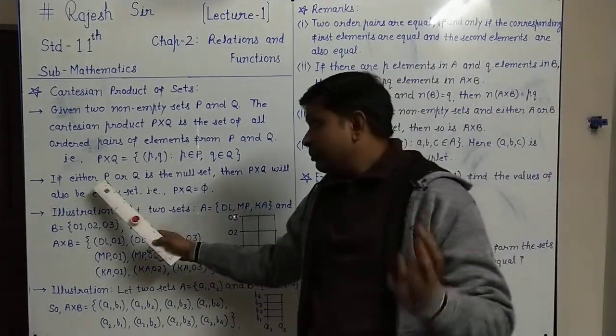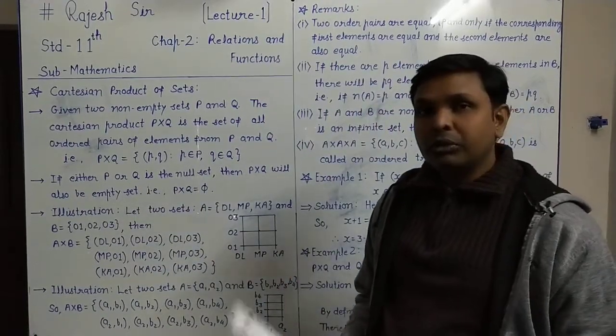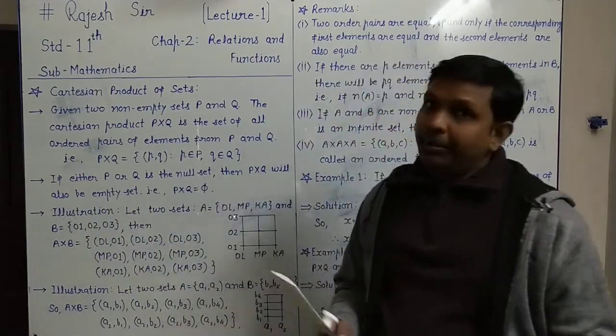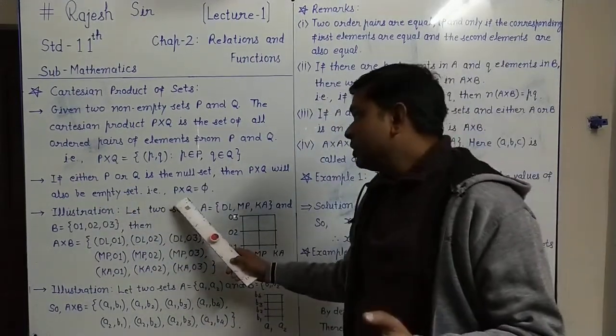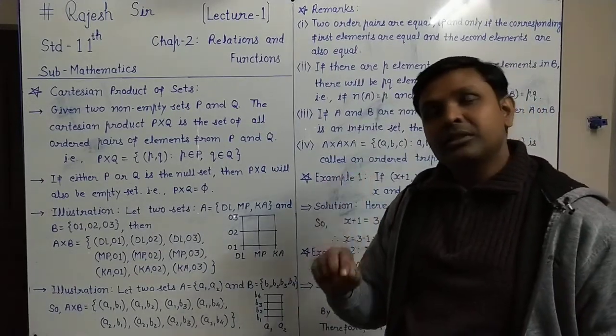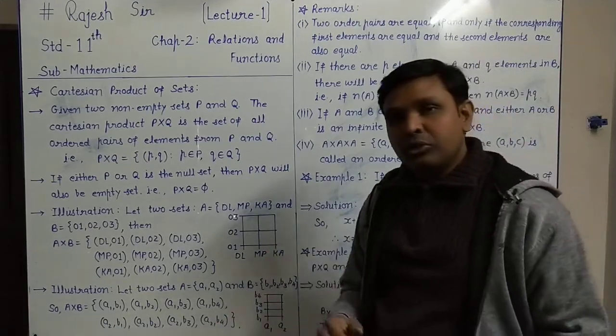If either P or Q is the null set, any one of them, then P cross Q will also be the empty set or null set. That is, P cross Q will be phi. If any one of the given sets is the empty set, then the Cartesian product will also be the empty set.